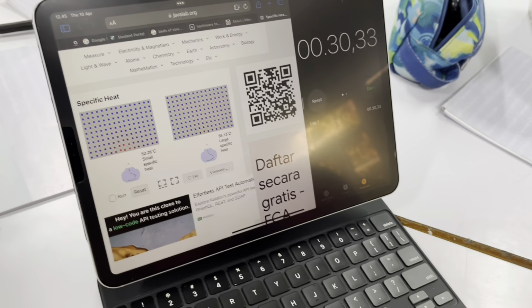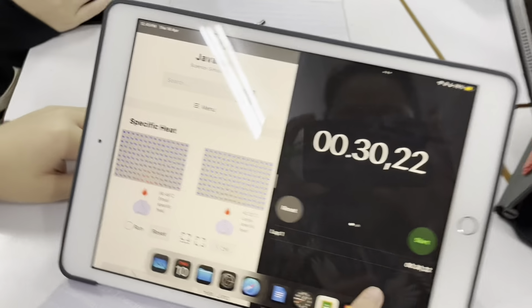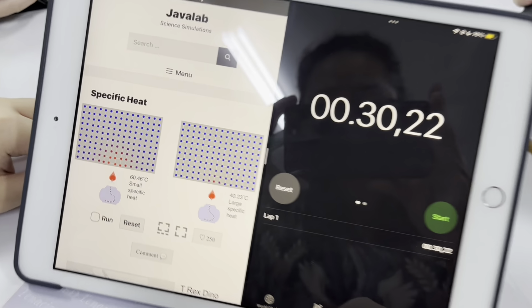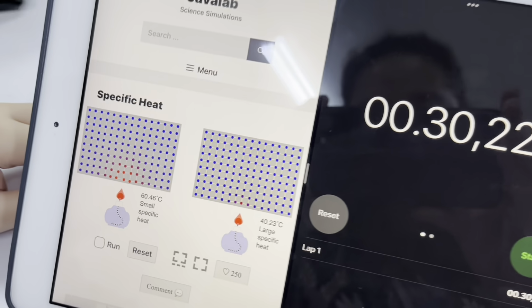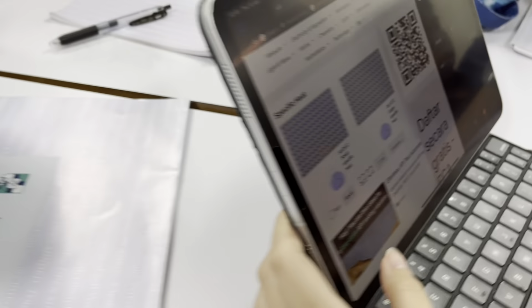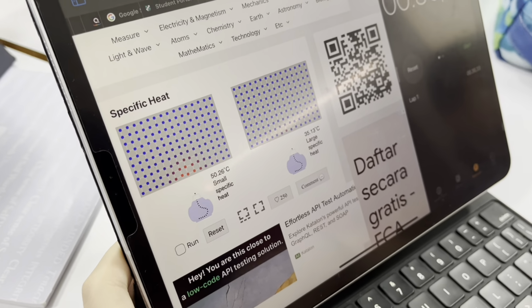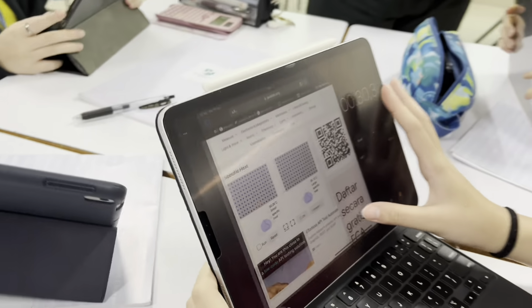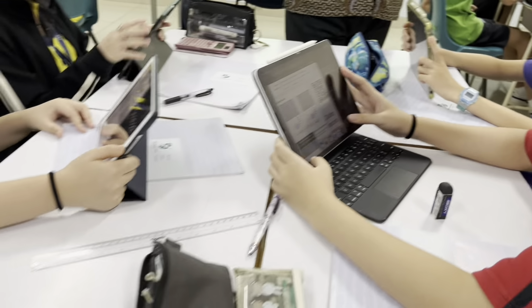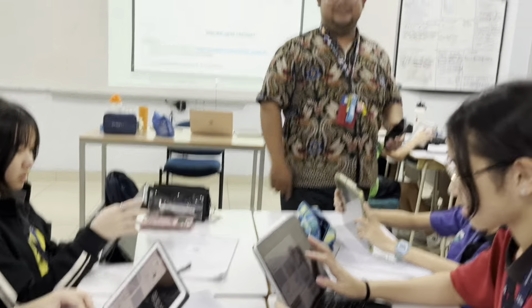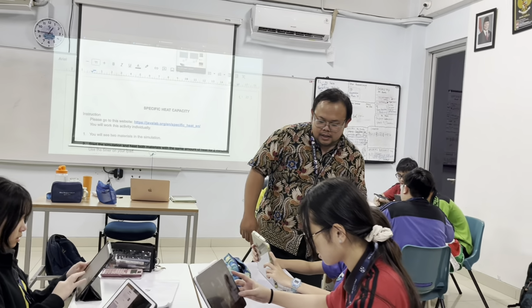Okay, start. The time is 30 seconds, and then directly answer the worksheet. Stop after 30 seconds. Stop the timer and then observe.